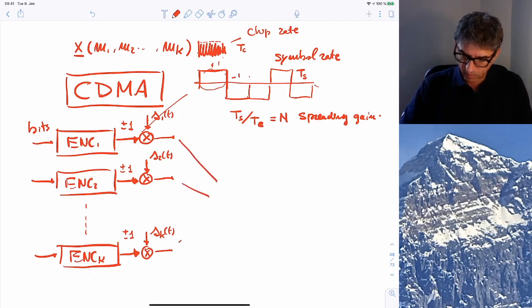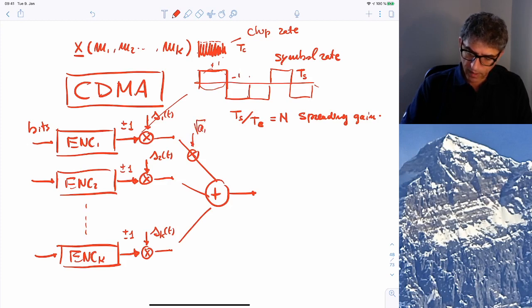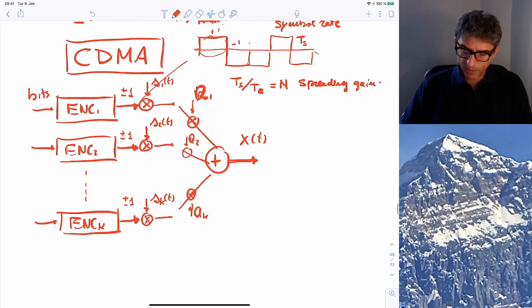Then all these things are superimposed together, maybe with different power coefficients. So we allocate power with some amplitudes, for example A1, then A2, up to AK. At the end, we superimpose these signals with different powers, and this is our transmitted signal. So that's exactly how we form a superposition code for a broadcast channel.